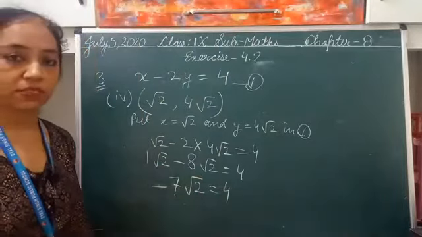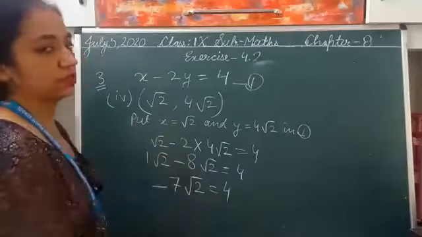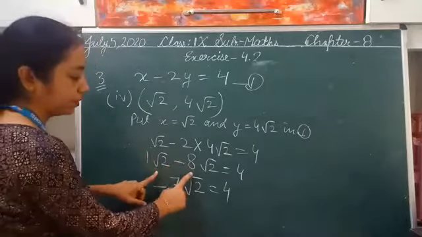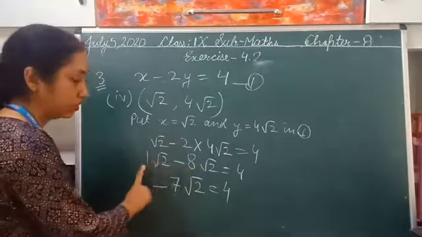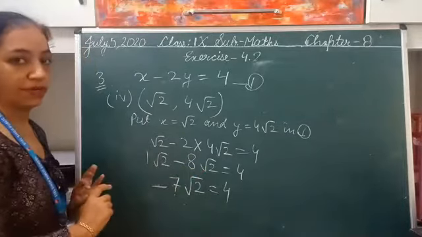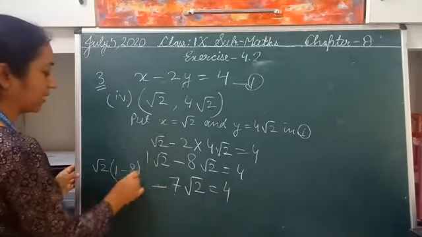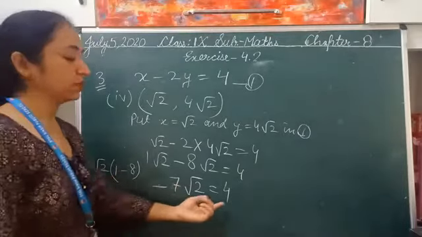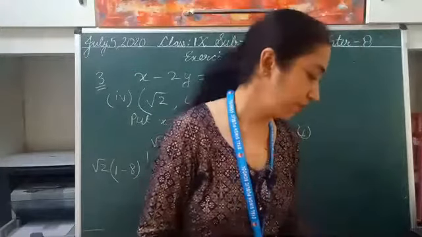So again, left hand side is not equal to right hand side, means this is not the solution of the given equation, right? ये पॉइंट क्लियर होना चाहिए. यहाँ पर रूट 2 1 है, यहाँ पर रूट 2 -8 है, तो 1 minus 8 is -7. और what you can do, इन दोनों में से रूट 2 आप कॉमन निकाल लो. रूट 2 जैसे ही आप यहाँ से कॉमन निकालेंगे, you will get 1 minus 8, and 1 minus 8 is -7 root 2, right? So -7 root 2 is not equal to 4. So the given point is not the solution of the given equation, right?